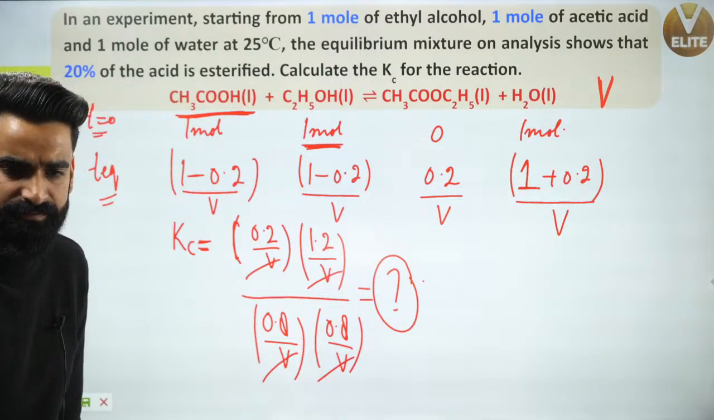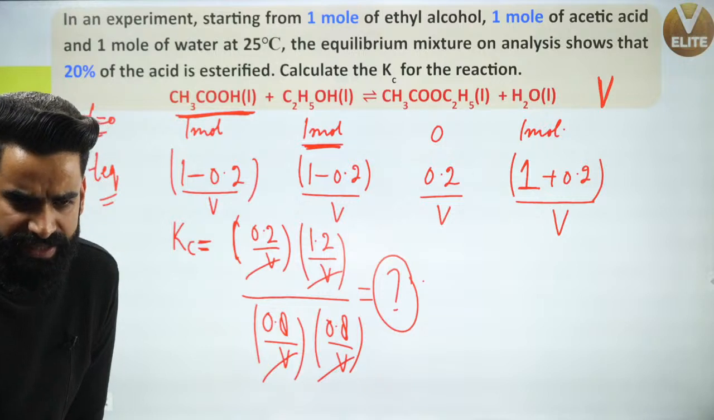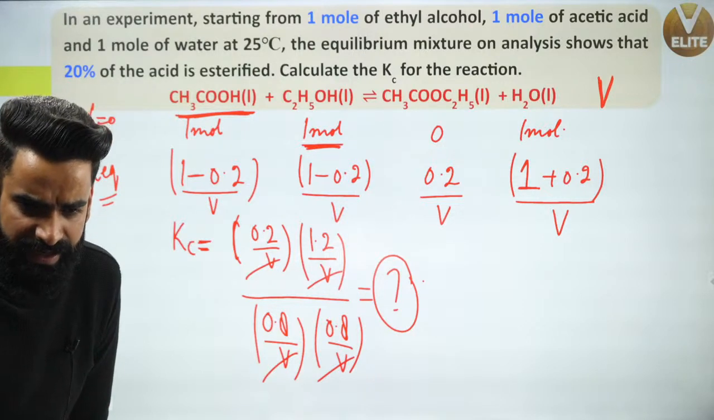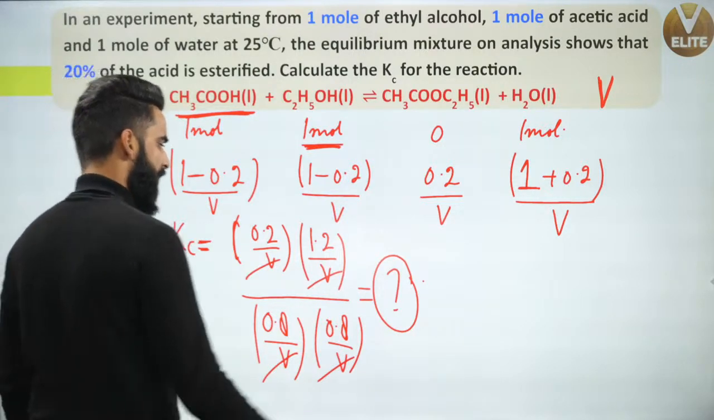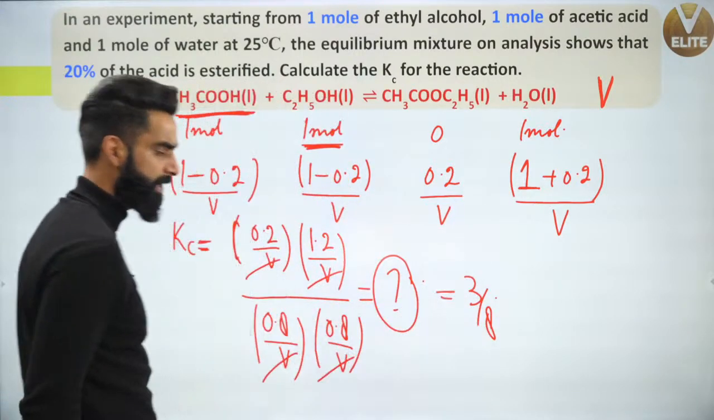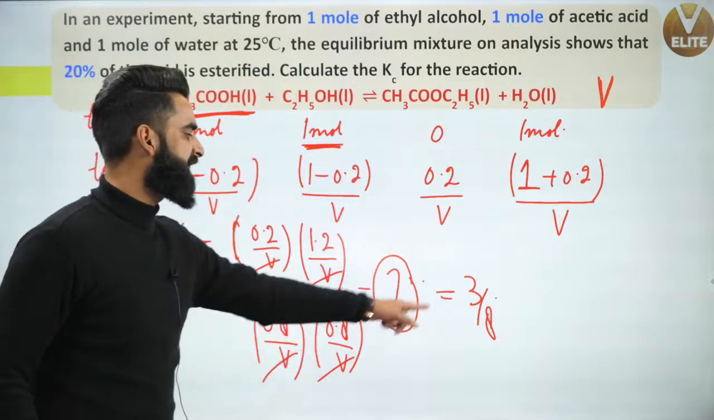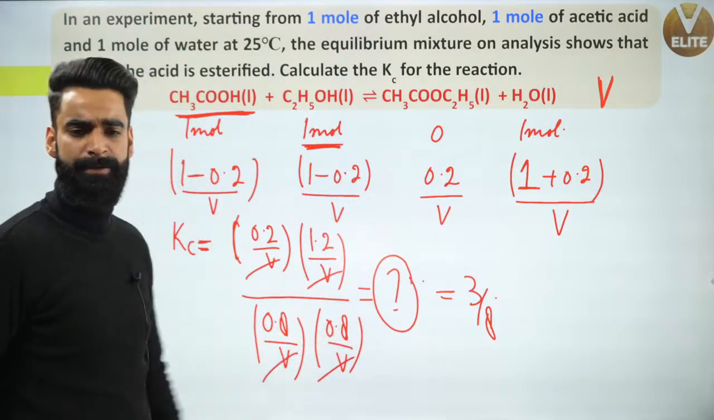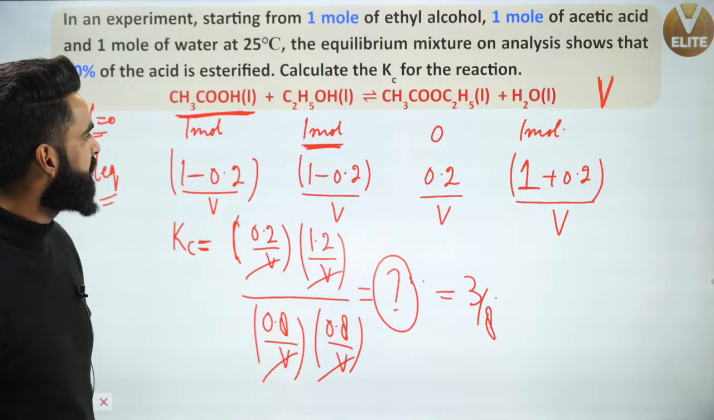Very, very simple. Okay, Yashwant is getting 3 by 8, Priya is getting 3 by 8, Princey is getting 3 by 8. So I'm going with you guys. It must be 3 by 8 only then. Okay. What will be the units of Kc? Tell me fast. What are going to be the units of Kc?